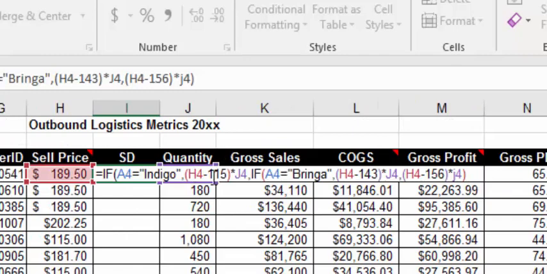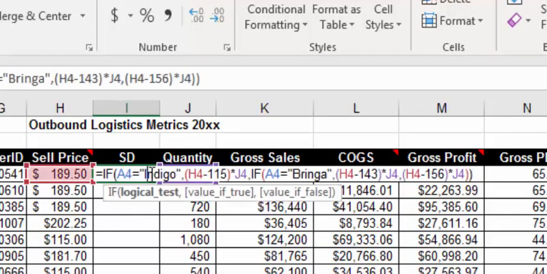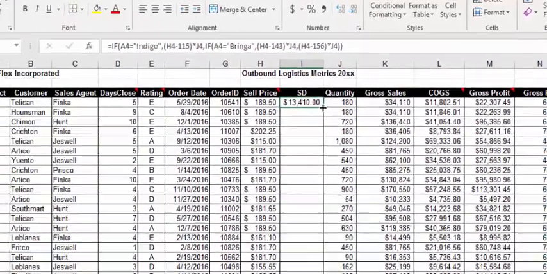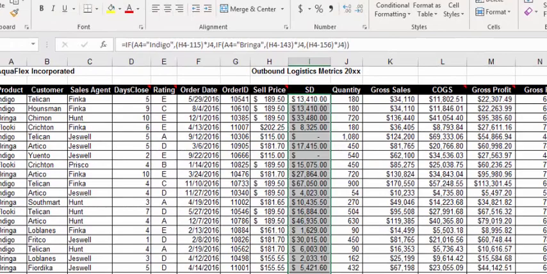So let's just recap. If it's Indigo, it'll do this. If it's not, it'll look for Bringa, it'll do this. So if it's not Indigo or Bringa, it has to be the last product, which is Fluky. It'll just close off here. Now let's hope we closed off all the brackets. Nope, we're missing one bracket. There we go. So it fixed it for us. It was two brackets, right? So try that. And if I copy this down, there we go. So let's just double check it went all the way.